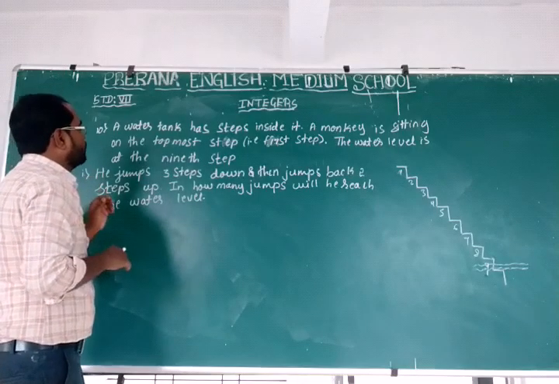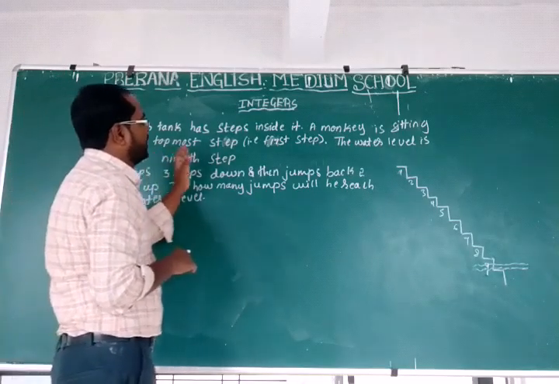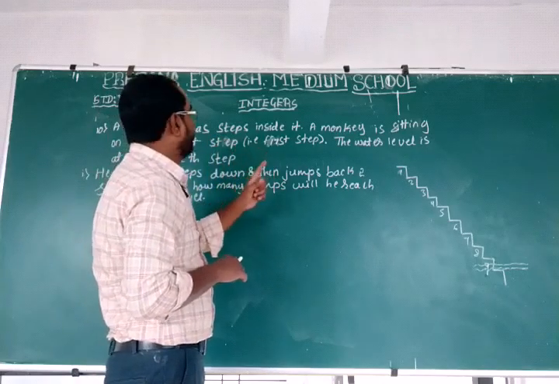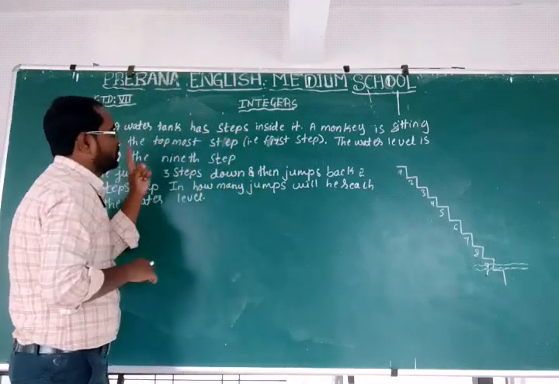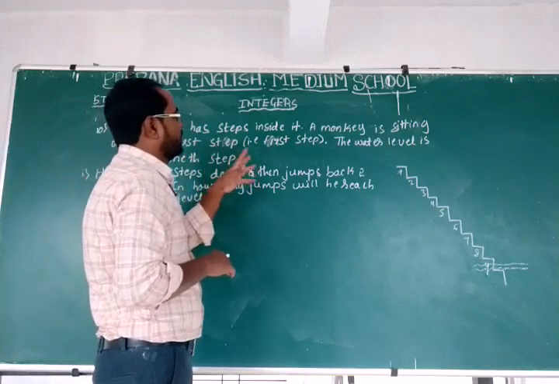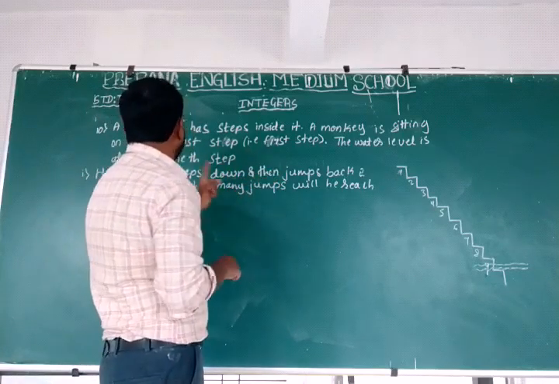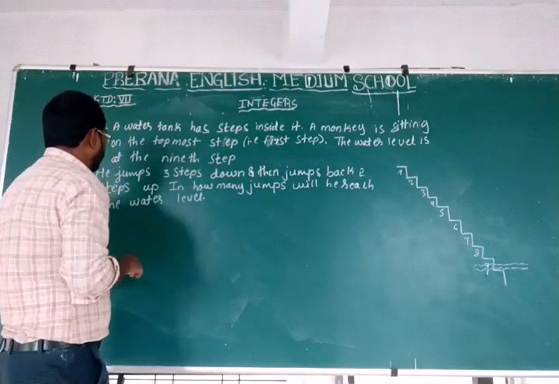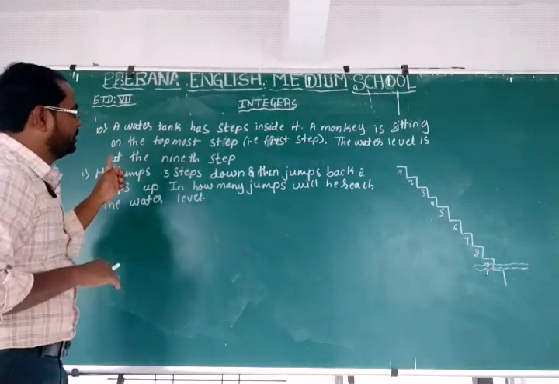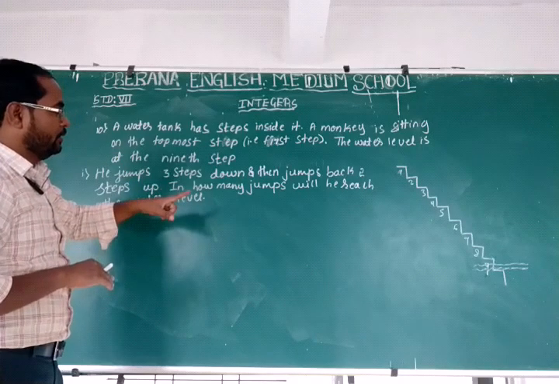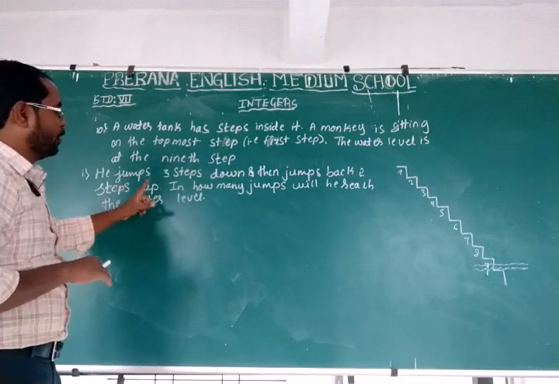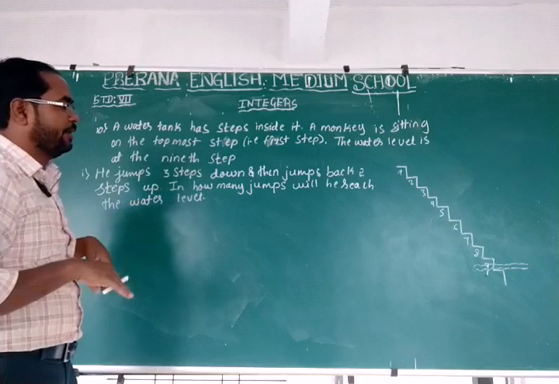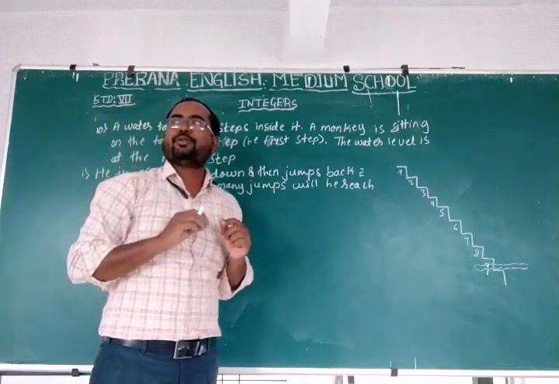Now we'll solve the next question. A water tank has steps inside it. A monkey is sitting on the topmost step, that is the first step. The water level is at the 9th step. In the first sub question, he jumps 3 steps down and jumps back 2 steps up. In how many jumps will he reach the water level? Very simple question it is.